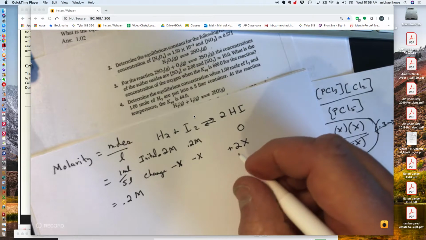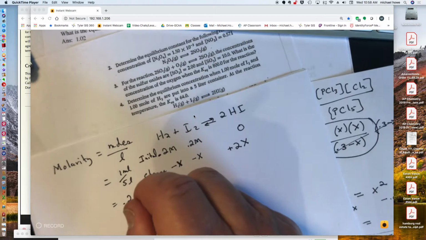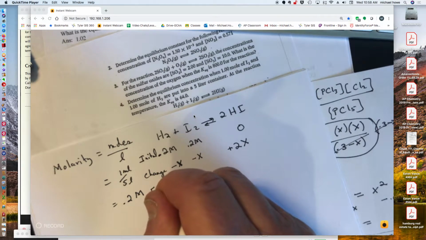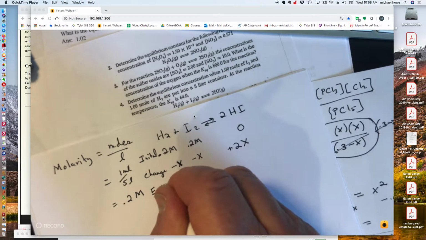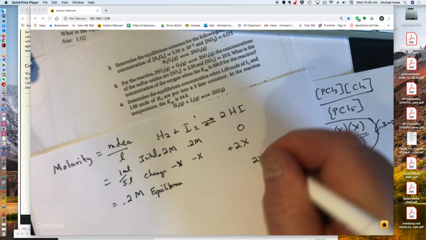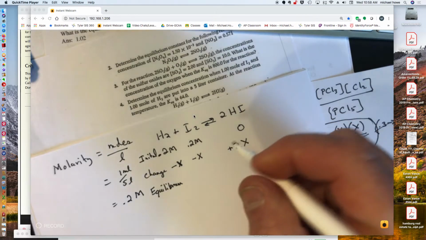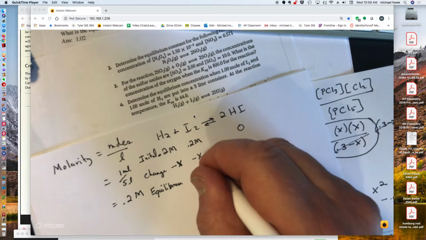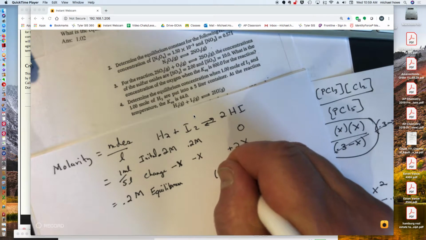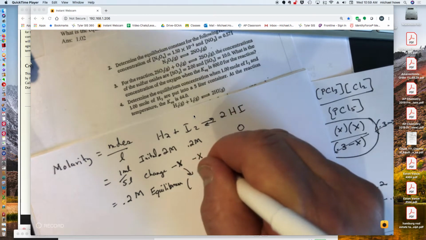Now in this case, we know that we didn't have any HI, so if it goes up by 2X, then when I actually get to equilibrium, I'll write equilibrium down here, these are going to be the equilibrium concentrations. When I get to equilibrium, the HI will be just 2X because it's 0 plus 2X, which just equals 2X. The iodine will be 0.2, but we lost X amount, so at equilibrium it would be 0.2 minus X.